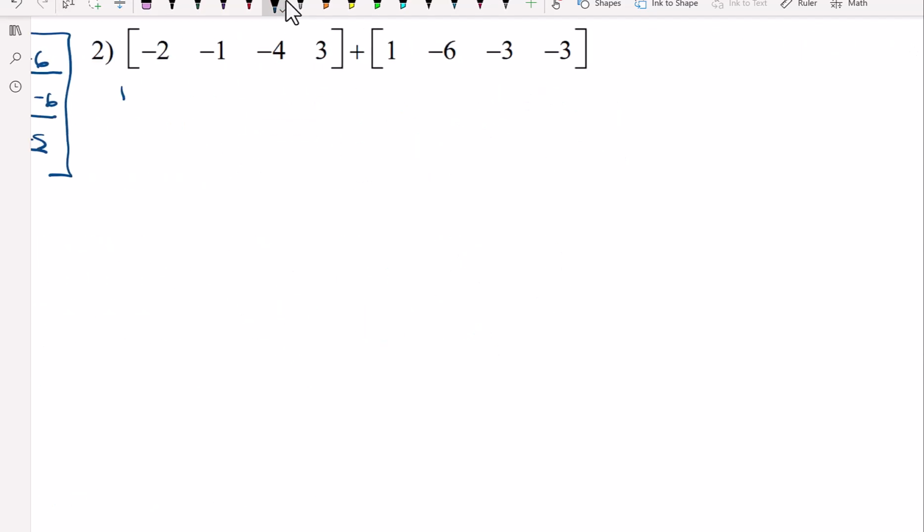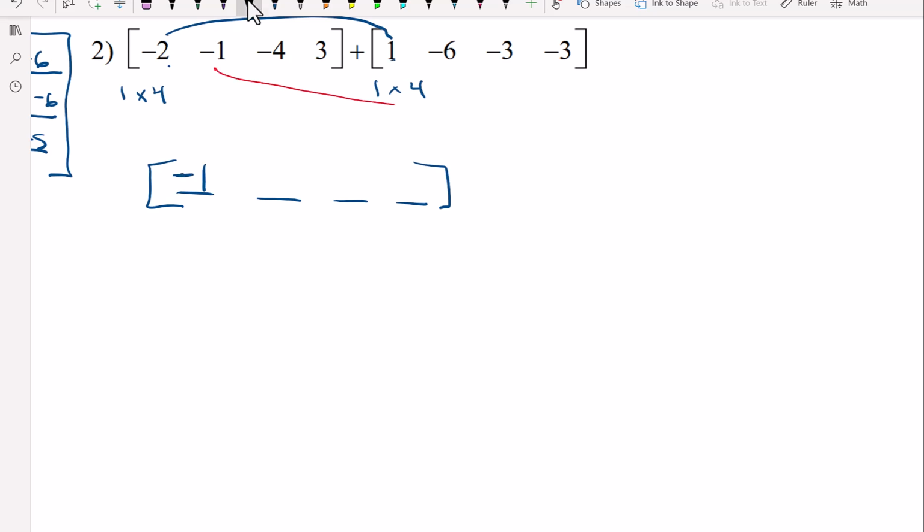So we come over here, same thing. This is a 1 row by 4 columns. This is a 1 row by 4 columns. So the answer will be 1 row by 4 columns. And I'm just going to let you, so -2 plus 1, -1, -1 plus -6, -7. I'm just going to do it in different colors. -4 plus -3, -7, and then 3 plus -3, 0. And this is also 1 row by 4 columns. And that's the sum matrix.